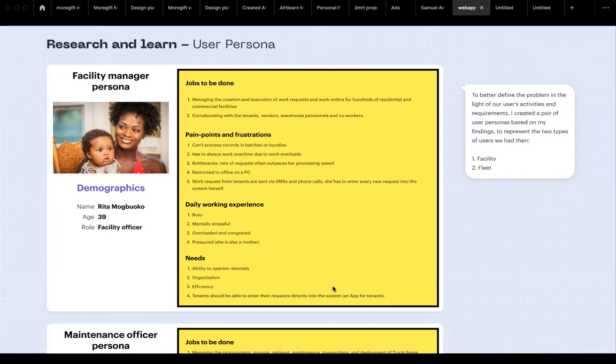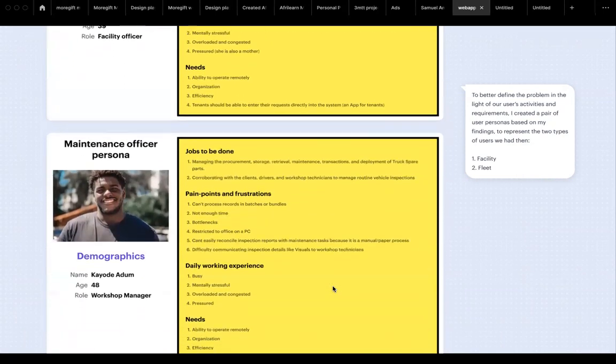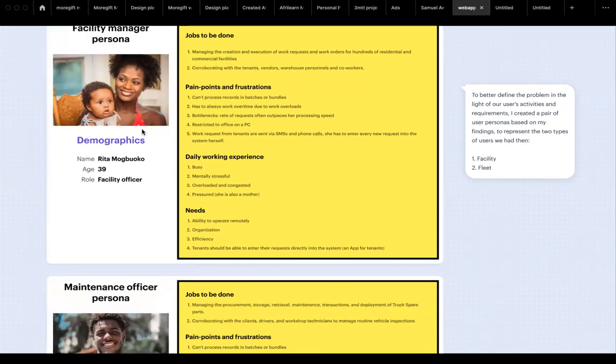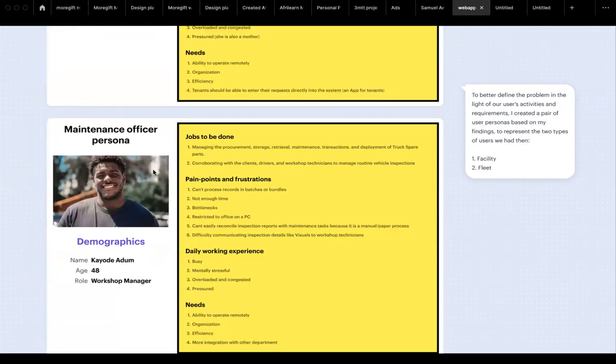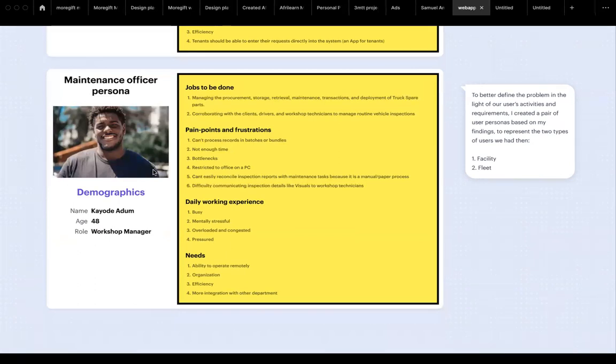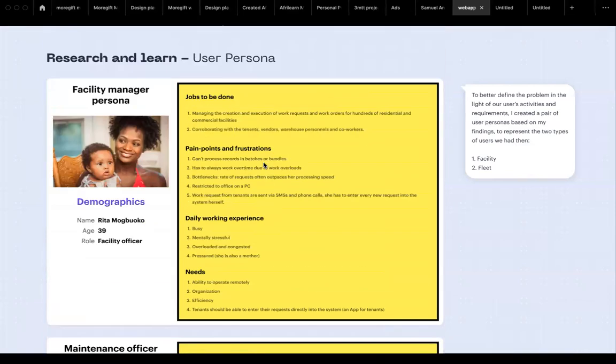So here is another one. This is a facility manager. This is a maintenance officer. This is for fleet. Jobs to be done: managing procurement, storage, and so on. They need to process records in batches. Difficulty communicating inspection details like visuals to workshop technicians. Busy, stressful, and so on.